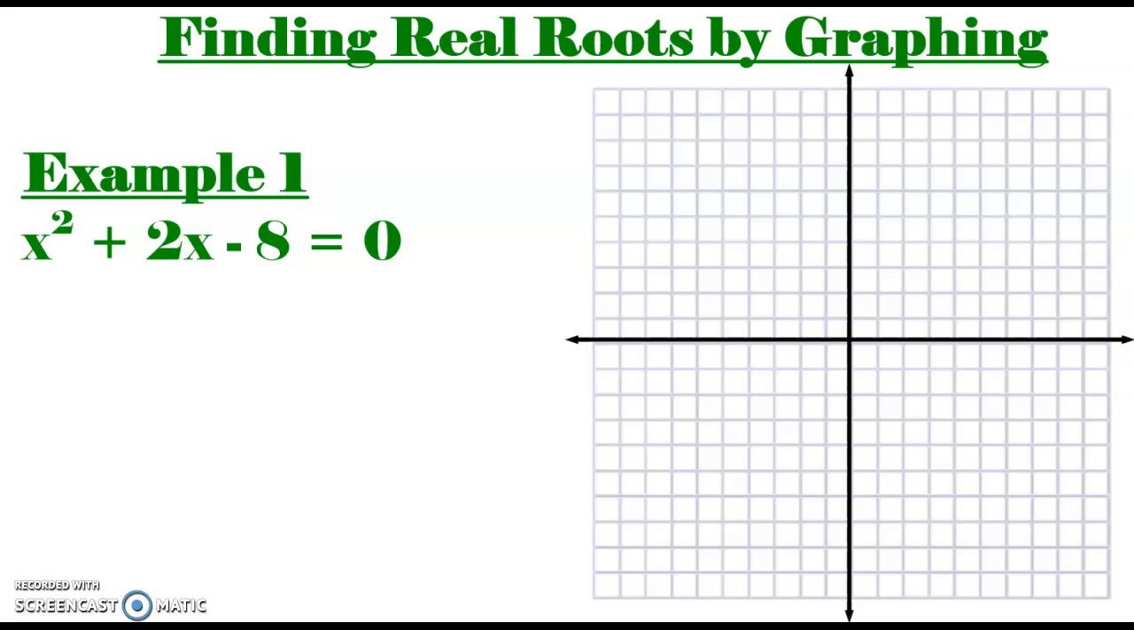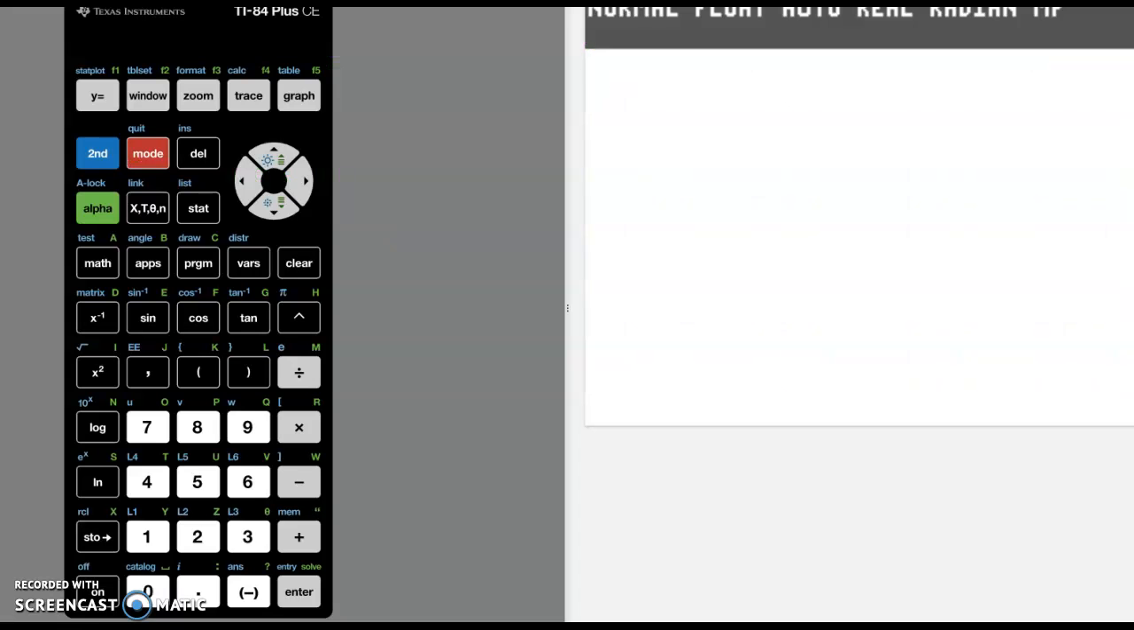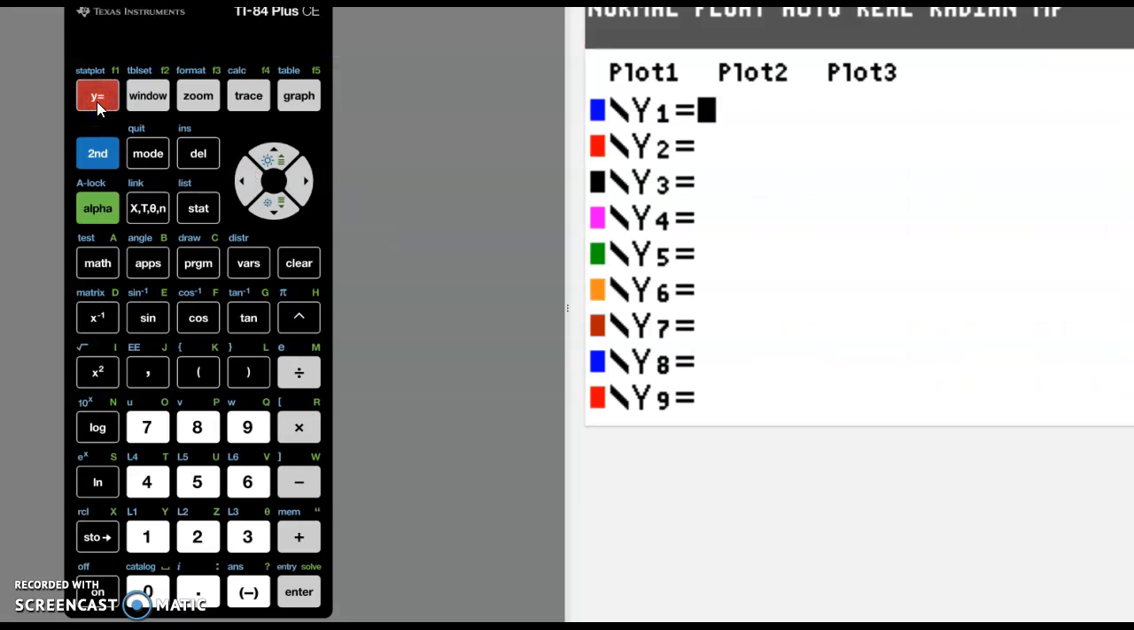We know that where it crosses the x-axis, that's where y would be 0. So if we consider y to be 0, then we can find our solutions by the x values of where it crosses the x-axis, where y is 0. We're going to use our calculator here. So we would go to our calculator. We go to y equals. We would type it in.